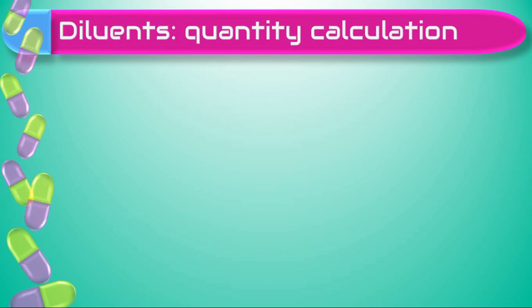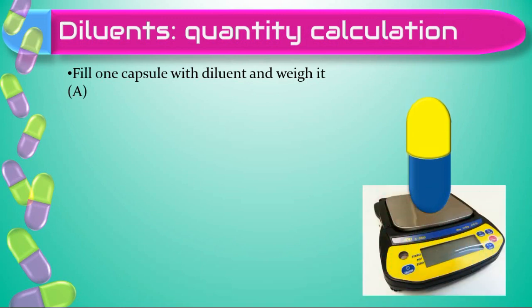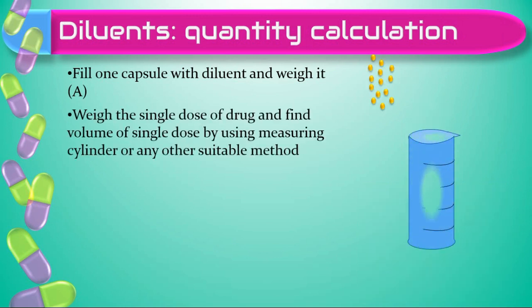Now we have to discuss how the quantity of diluent to be added is calculated in a capsule. To calculate the quantity of diluent, we need to follow different steps. First step is to fill one capsule to full capacity with diluent, not with the drug, and weigh the capsule. Consider this weight as A milligram. Then we weigh the single dose of drug and find the volume of that single dose of drug by using a measuring cylinder or any other suitable method.